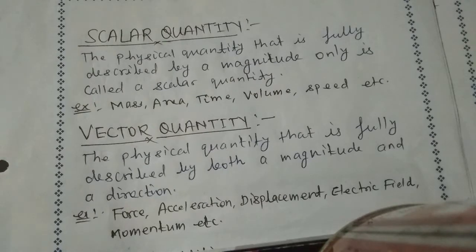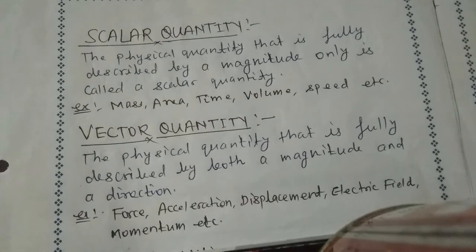For example, mass. A particle has a mass of 1 gram. There is no need of direction. Area. For example, let's say a room has an area of 1 meter square or 1 centimeter square. No need of direction. Same is time. No need of direction to define the time. No need of direction to define the volume. Volume is 1 meter cube.